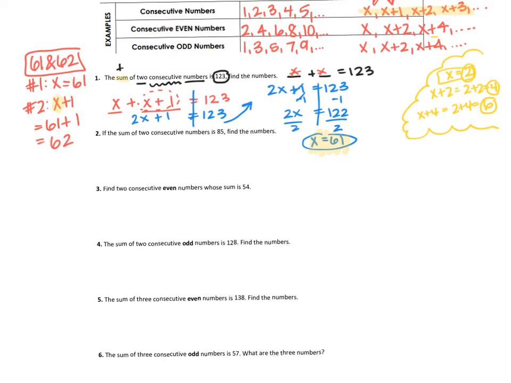For number 3, it says find two consecutive even numbers whose sum is 54. So if you go back up to the top of your notes, it said when we have consecutive even numbers, we write it like x plus 2, x plus 4. So if I need two even numbers that when I add them up, their sum, will add up to 54, this has to be even number 1, and this one would be even number 2. And they also have to be consecutive, which remember has to be back to back, like 2 and 4, or 4 and 6.